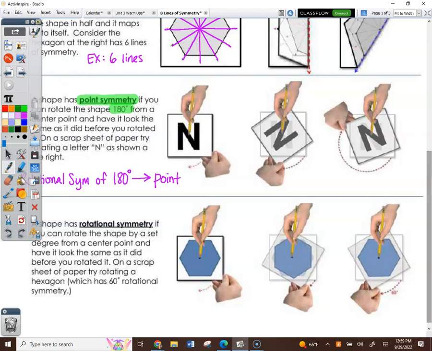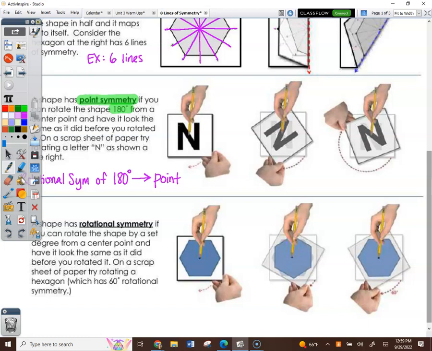Rotational symmetry is when you take a figure and rotate it around, and every time you turn a set number of degrees, it lands in the same shape. That's called rotational symmetry. Let me give you a very simple example first, and then we'll go to the more challenging one.